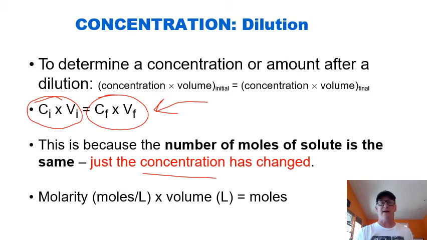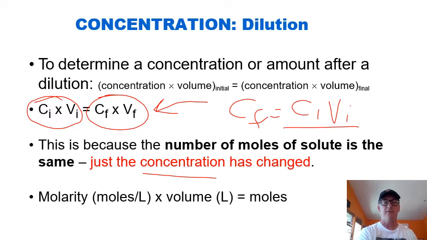If we want to solve for final concentration, that would just be the initial concentration times the initial volume divided by the final volume. And that gives us the final concentration.